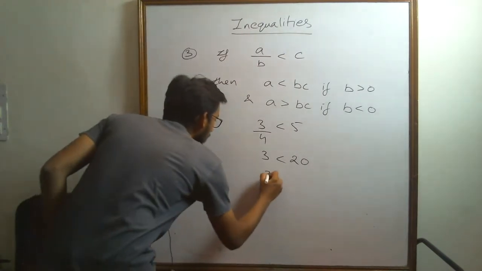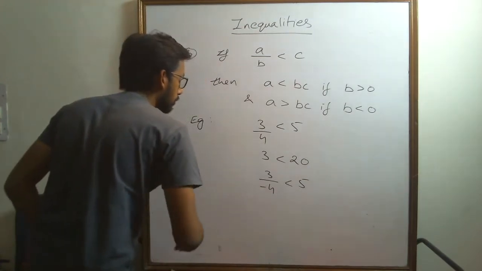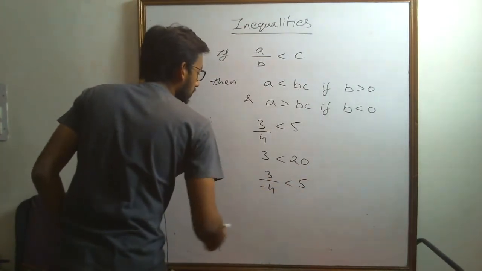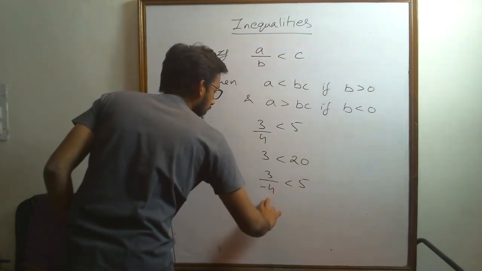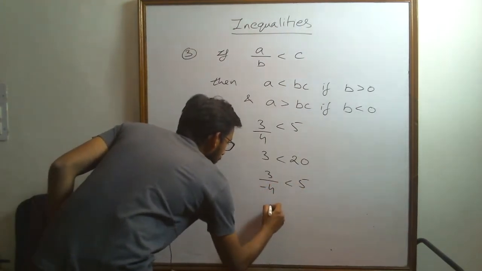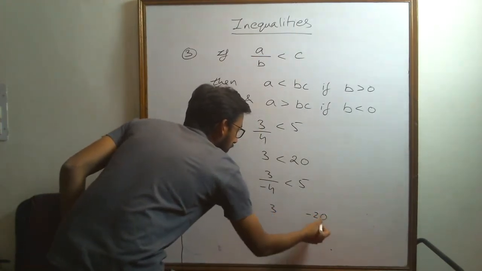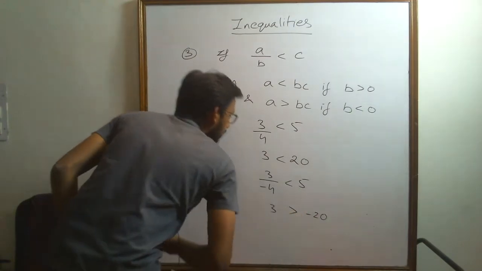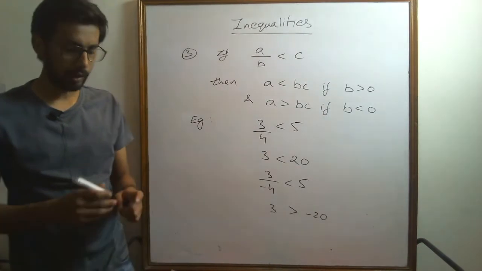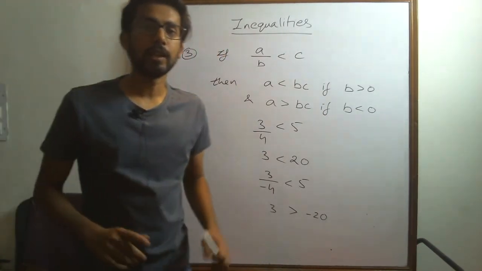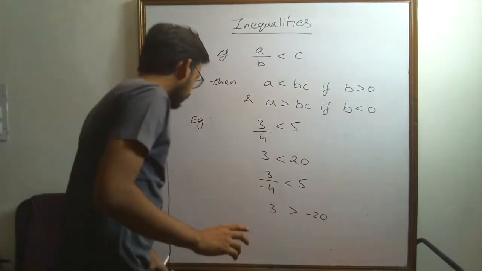But suppose I had 3 upon minus 4 is less than 5, of course it is true. Now if I multiply by minus 4 on both sides, then we get 3 here and minus 20 here. 3 is bigger than minus 20, so this inequality is reversed in this case. That's why I told you that inequalities have not to be treated like equations. They are very different.